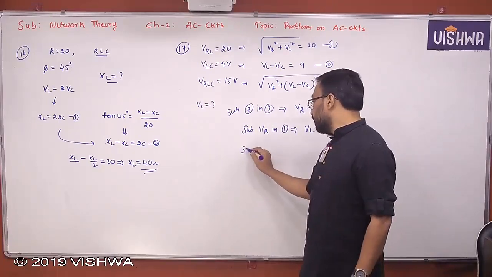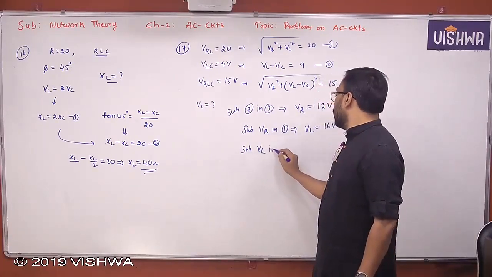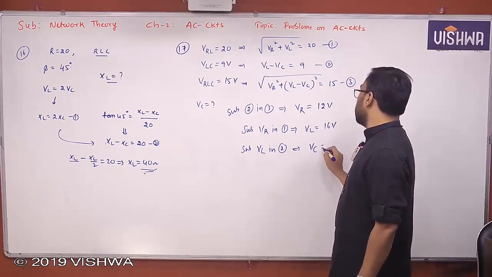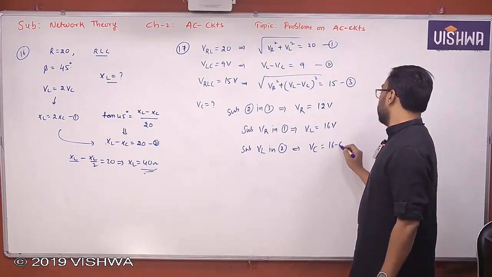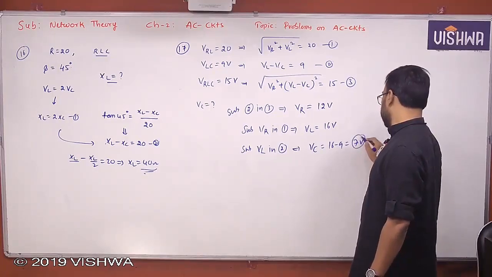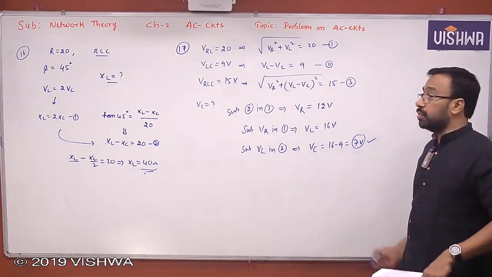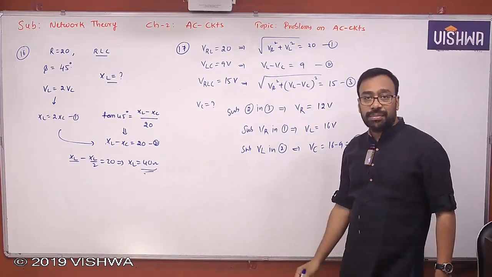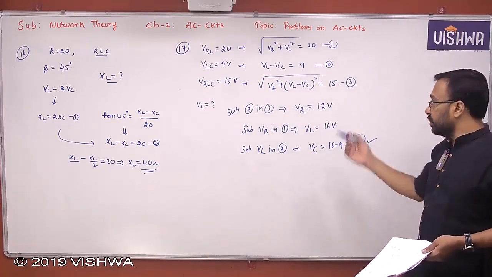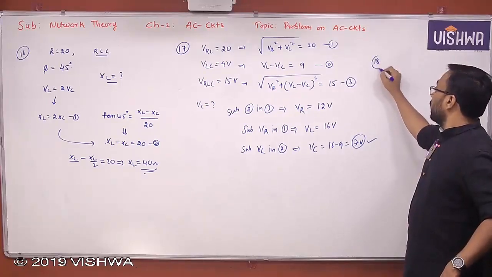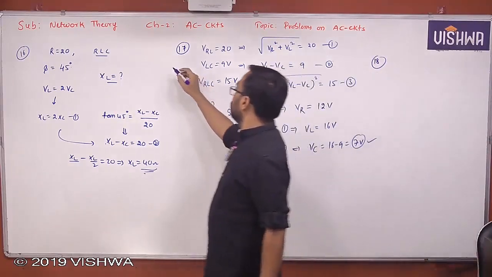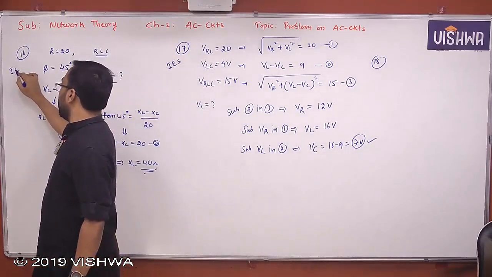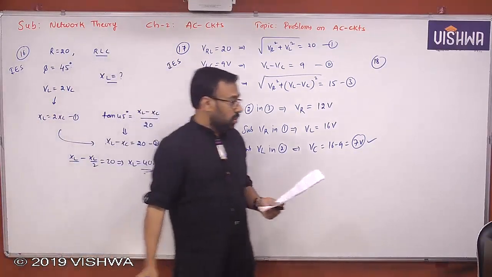Now substitute this VL in equation 2. What do you get? You will get VC. That is nothing but 16 minus 9. That is 7 volt. Clear? This is how you can do it from the data given. So it's all the relations we have discussed in case of RLC series and parallel circuits. So you can use the same thing. Quickly note down. This question also came in the engineering service exam. Here also it was asked in IES. Clear all of you?